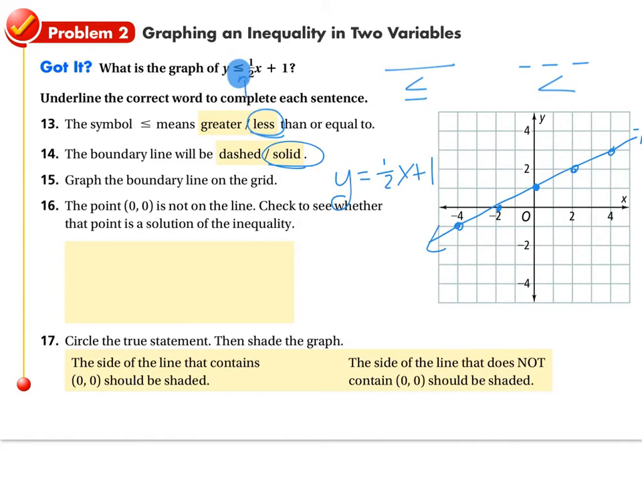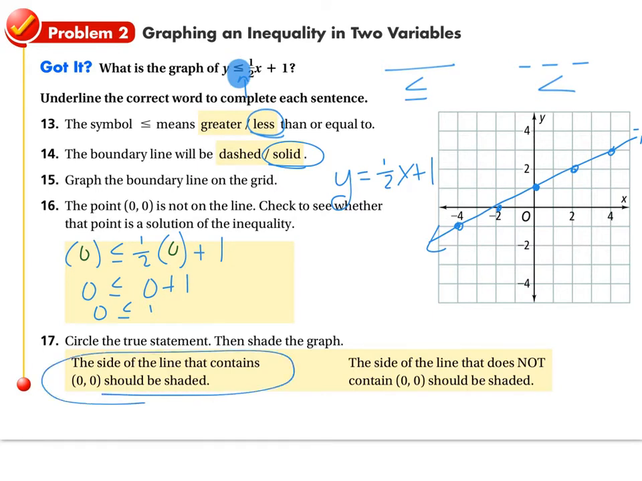0, 0 is not on the line. So we're going to use the point 0, 0. So y is less than or equal to 1/2 x plus 1. And we'll put in 0. So 0 is less than or equal to 0 plus 1. Well, 0 is less than or equal to 1. So that makes that a true statement. So the side that contains 0, 0 should be shaded.